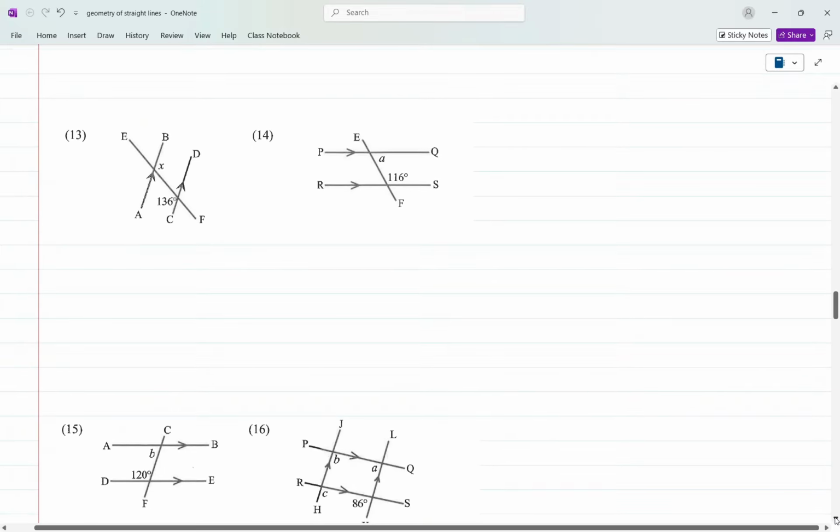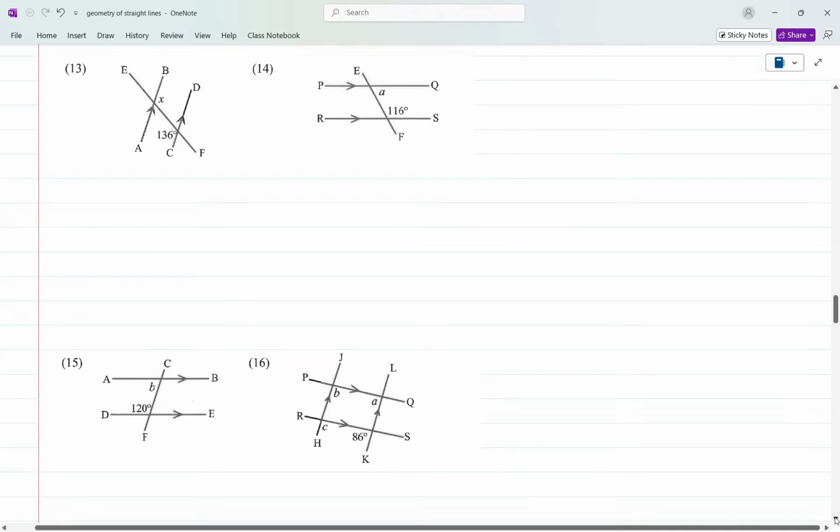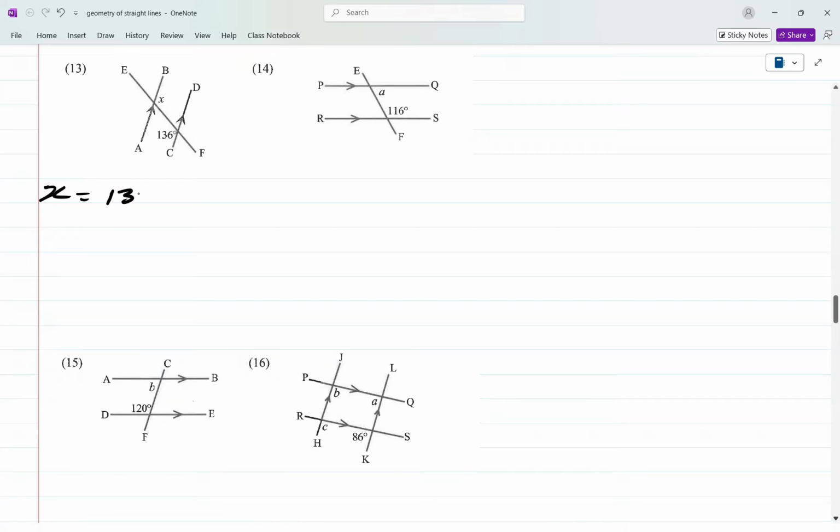We have number 13, 14, and 15. So with number 13, I will still be using alternating angles, where I'll be saying x is the same as 136 degrees. And then you have alternating angles, because AB is parallel to CD. And then that's it about number 13. Number 14 will be here. However, with number 14, we are no longer talking about alternating angles. We are going to be talking about co-interior angles.